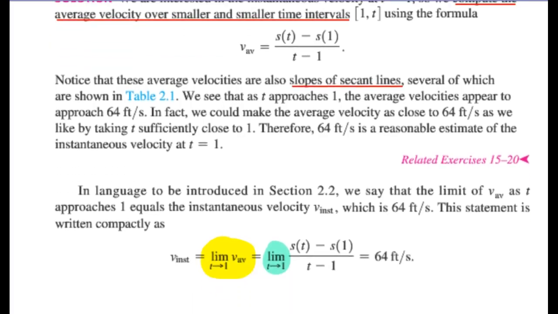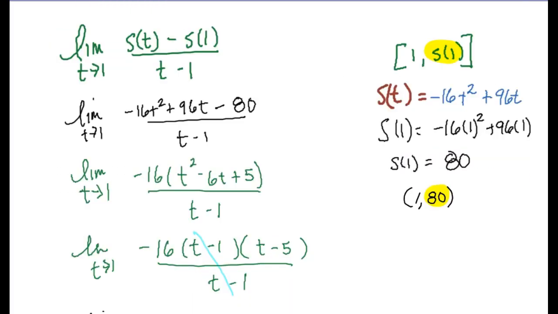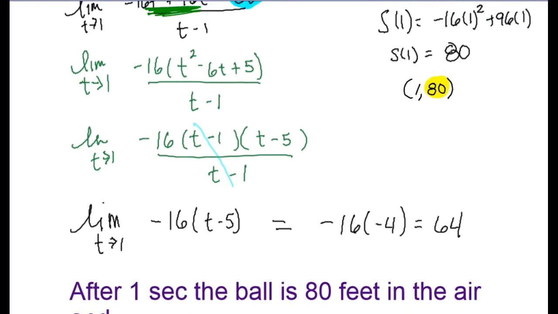And again, these notes are posted on Blackboard. There's another way that we could do this. We could have just plugged in the function, which, by the way, you will learn in this chapter, but not in this section. There's the function. Here is s at 1. We evaluated that at 80. And then we could have factored and canceled. And again, we're pushing this to the limit.